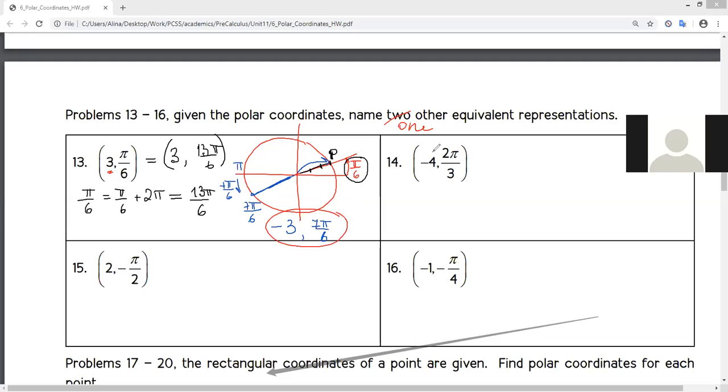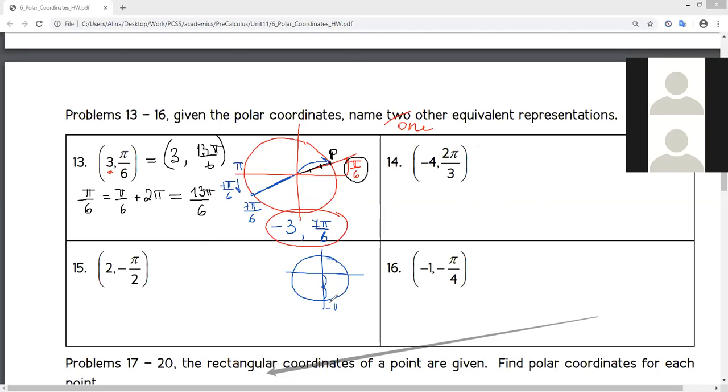And I'll explain one more question. Alicia, please tell me which one would you choose, 14, 15, or 16? Which one looks appealing to you? 15. Thank you. Let's do 15. Let me first of all represent this point on the unit circle. It's 2, negative pi over 2. So maybe it's like 1, 2, negative pi over 2.